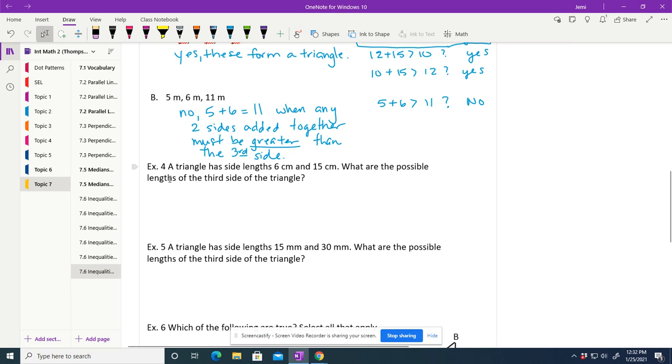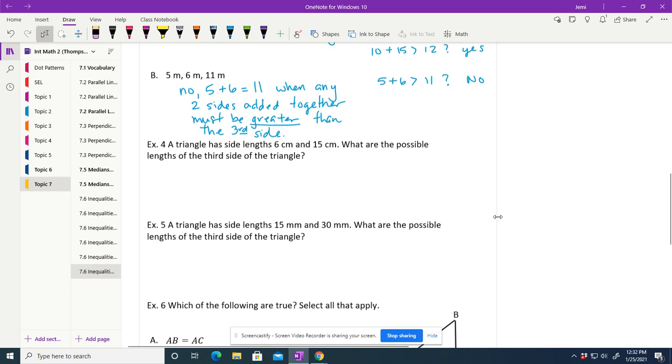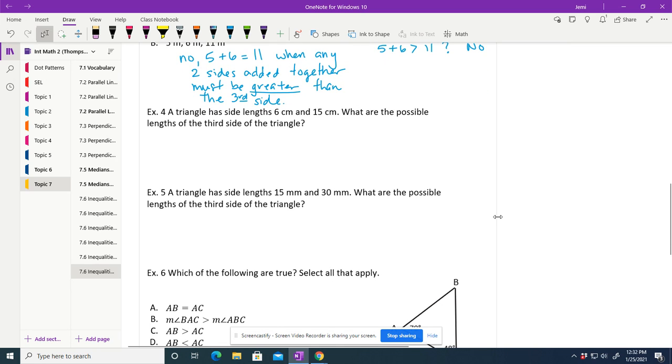So for 4, a triangle has side lengths 6 centimeters and 15 centimeters. What are the possible lengths of the third side of the triangle? So I'm going to give you the longer explanation here, and then I'm going to show you kind of how to trim it down. So here we go. I have some other side. I'm just going to call it x.